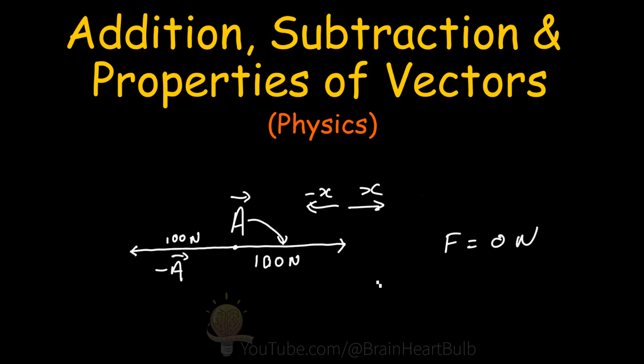In other words, say Team A has a force vector of positive A, but Team B has a force vector of negative A, then these two vectors cancel out because they have the same magnitude but opposite directions.